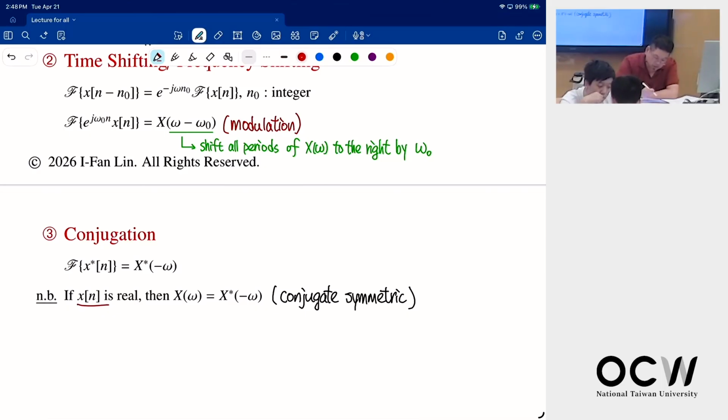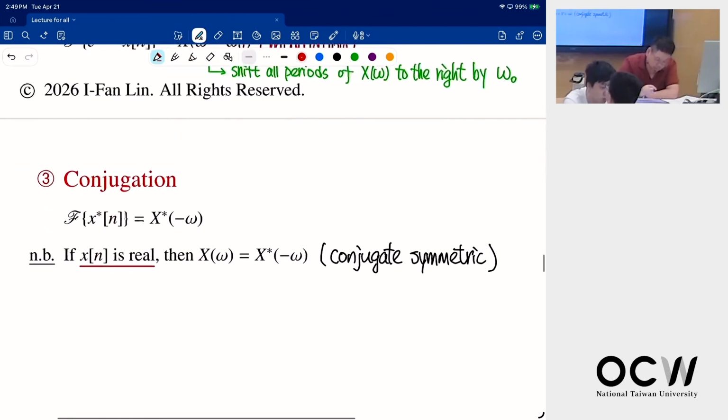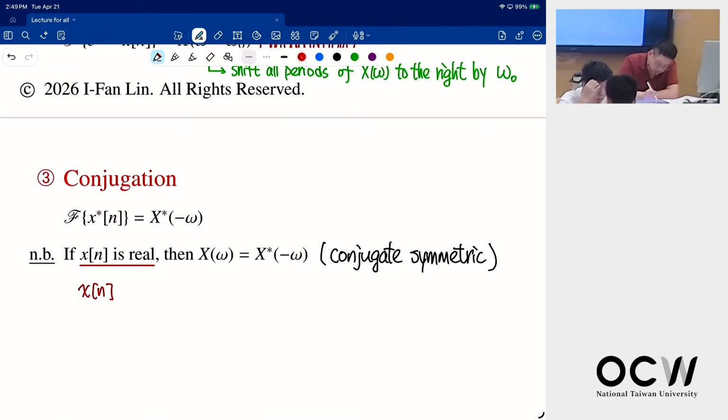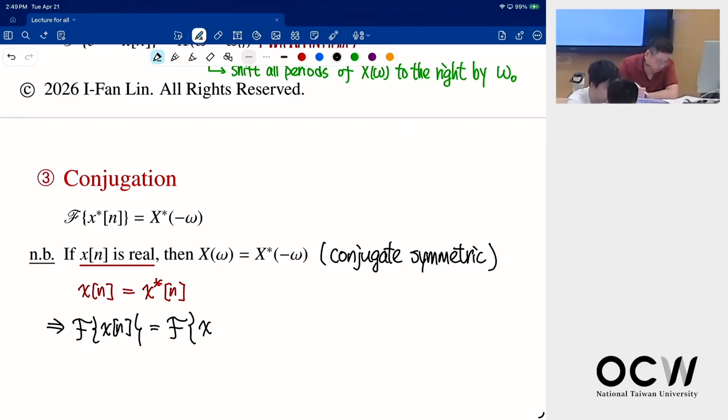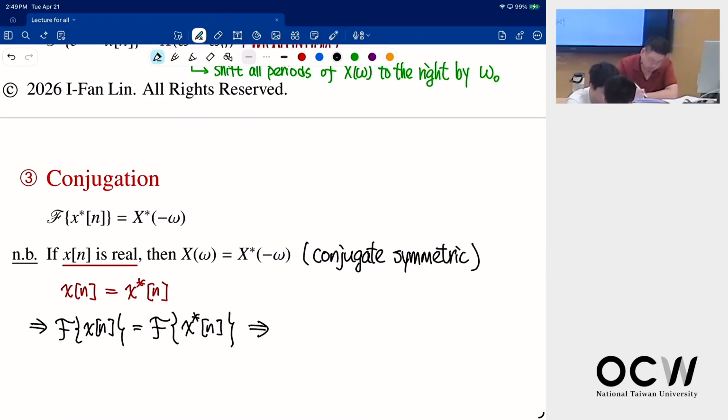When x is real, that means x is equal to the conjugation of x. That means the Fourier transform of these two should be equal. So that's why we have X(omega) equal to the conjugate of X(-omega), flipped.